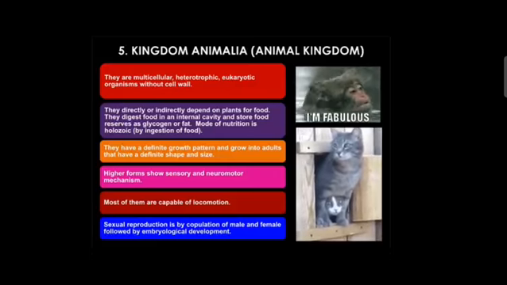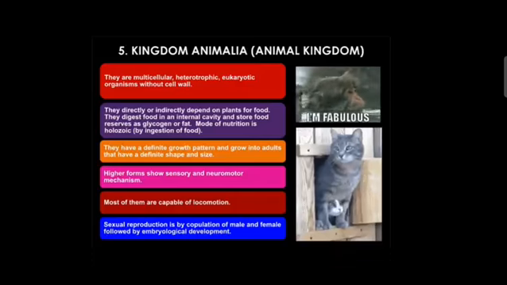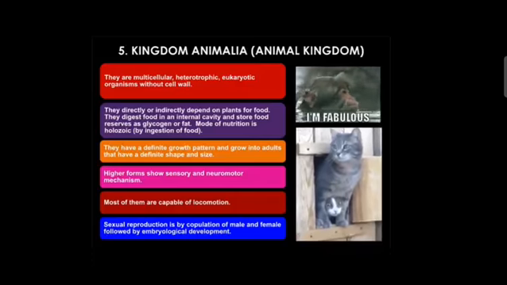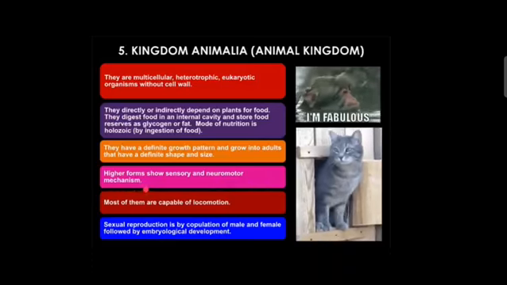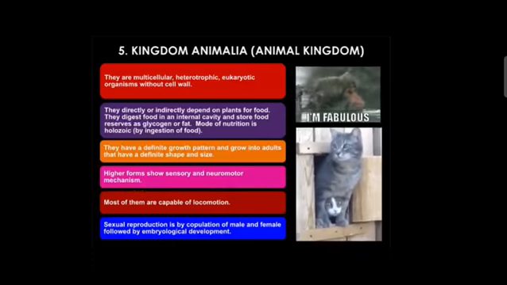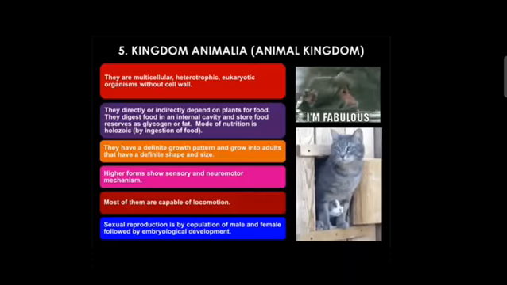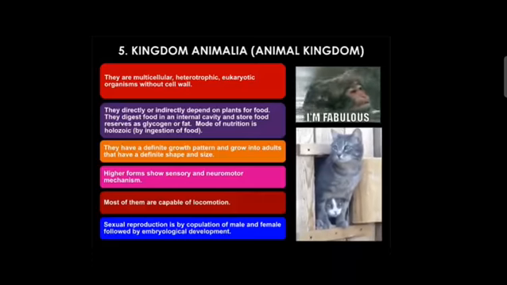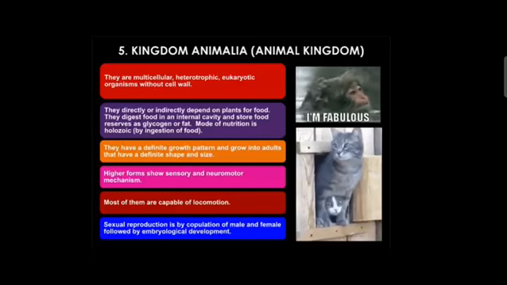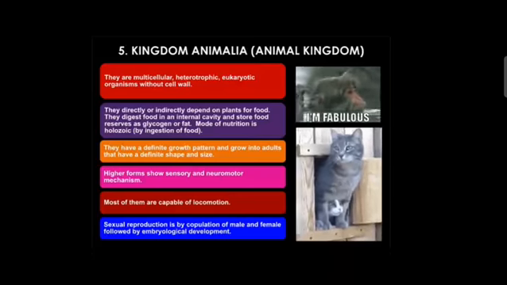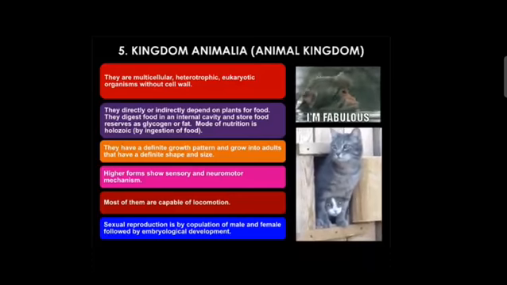Clear? Okay. Then the higher forms show sensory and neuromotor mechanism. The higher animals show the sensory and neuromotor mechanism. We have the senses: the smell sense is there, the touch sense is there. So senses we have, and neuromotor mechanism means the nervous system which is controlling the body. Most of them are capable of locomotion. Locomotion means moving from one place to another place.